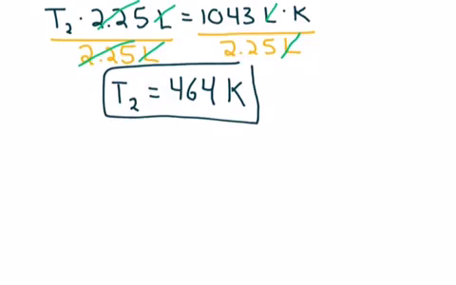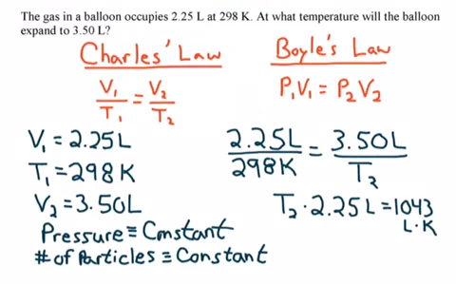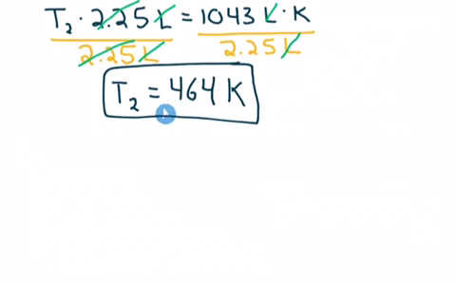So let's interpret this. What this means is, once the temperature of this gas reaches approximately 464 Kelvin, the volume of the balloon will expand to 3.50 liters. So to answer the question, at what temperature will the balloon expand to this volume? The correct answer is 464 Kelvin.